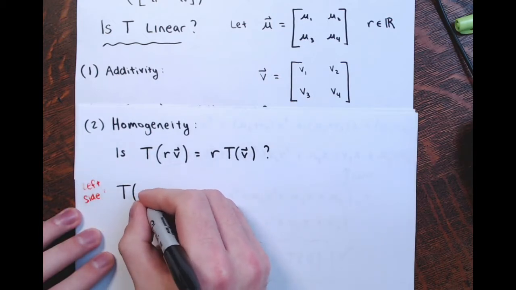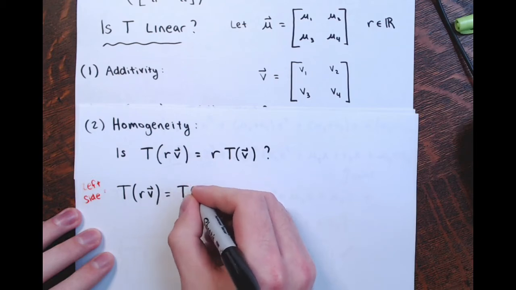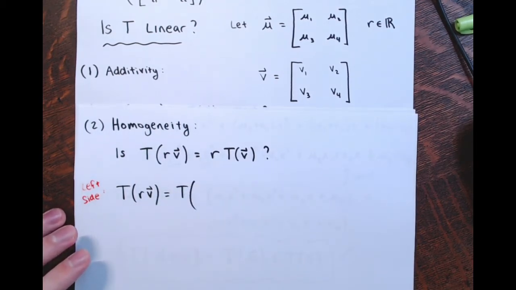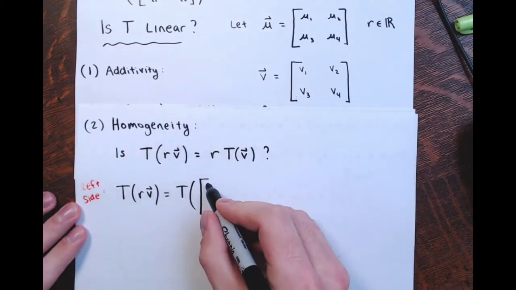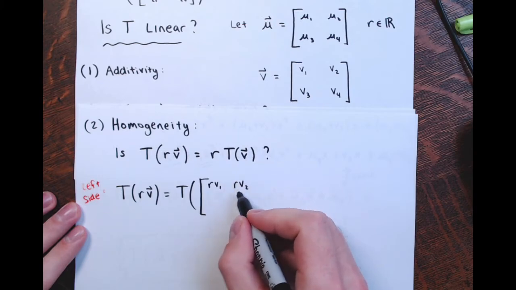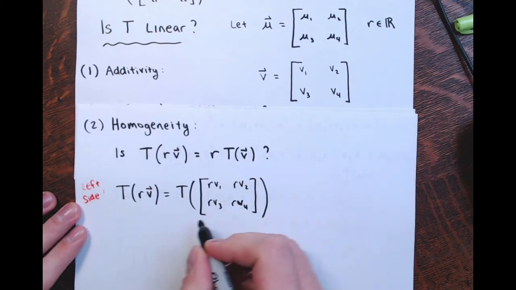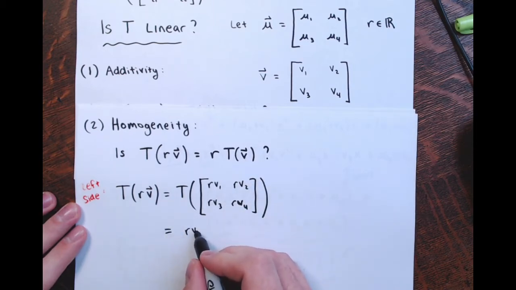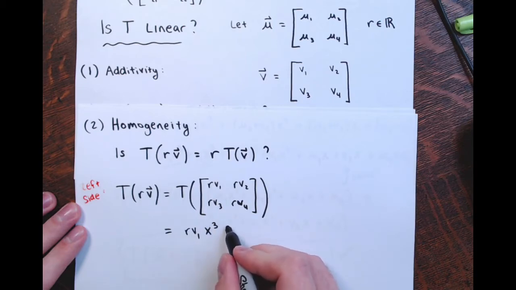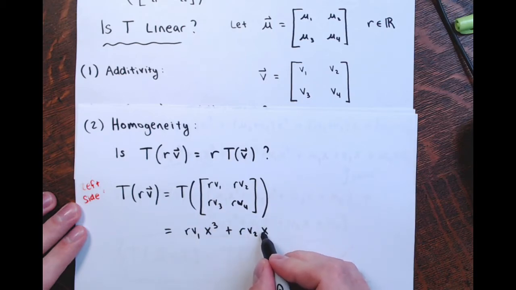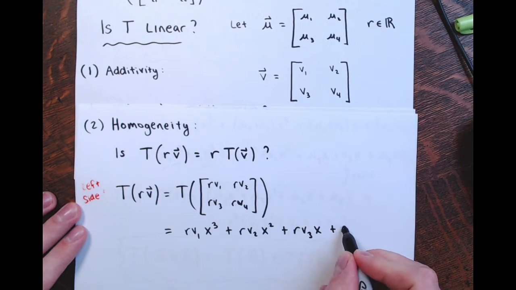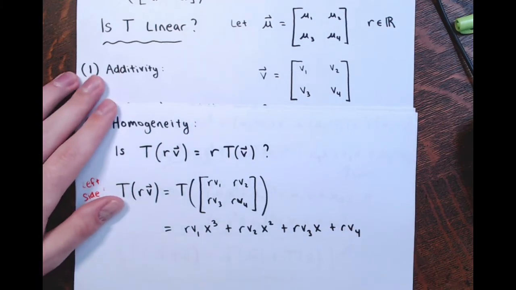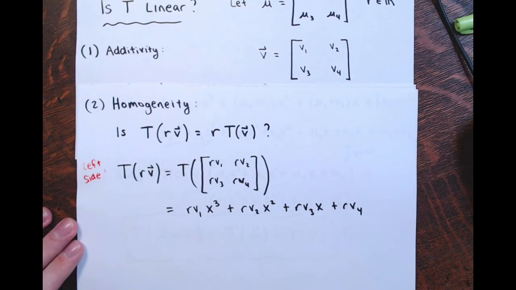Now T of r times v would be T of, this is where you do the scalar multiplication first and then apply the transformation. If I do r times v, that'd give me rv1, rv2, rv3, and rv4. Then if I apply the transformation, this is going to be rv1 times x cubed plus rv2 times x squared plus rv3 times x plus rv4. Now let's look at the right side.